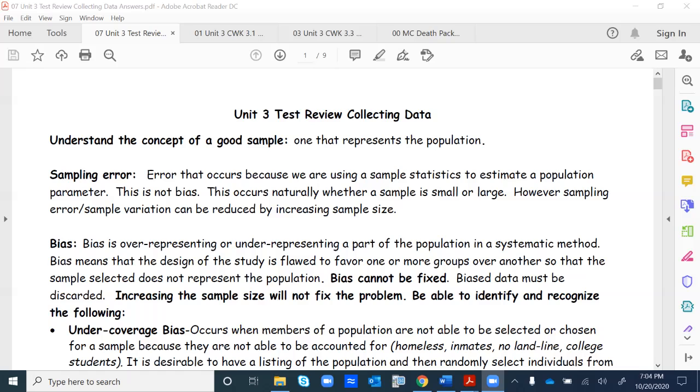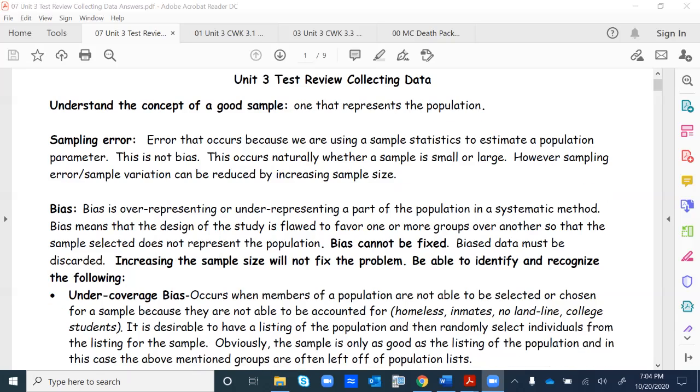One of the big things is sampling error, and this is something that you're going to see for the rest of the year on. It's error that occurs because we are using a sample statistic to estimate the population parameter. This error is not bias. This occurs naturally. Whether a sample is small or large, it will always be there. However, sampling error or sampling variation can be reduced by increasing the sample size.